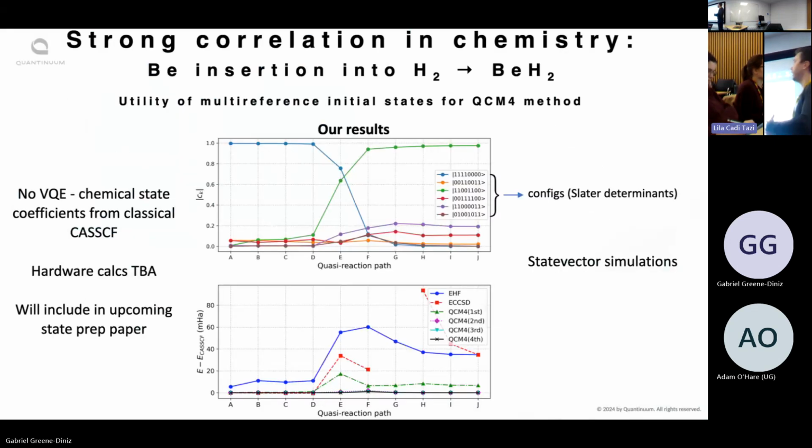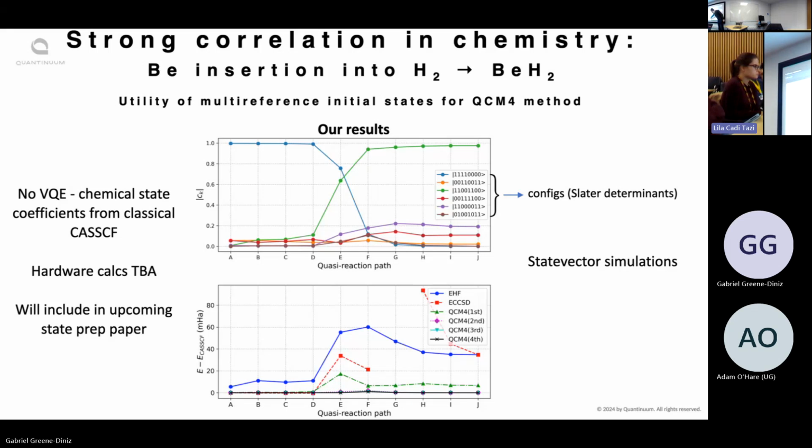So this is the application of those methods to that BH2 use case. This top graph is showing the blue line, which is the Hartree-Fock reference, and how the weight of that Hartree-Fock reference changes as a function of the reaction path. The strongly correlated transition point was this point E here. That's where the Hartree-Fock has the least weight, and another determinant is coming up having almost equal weight, which is very typical of a strongly correlated state.